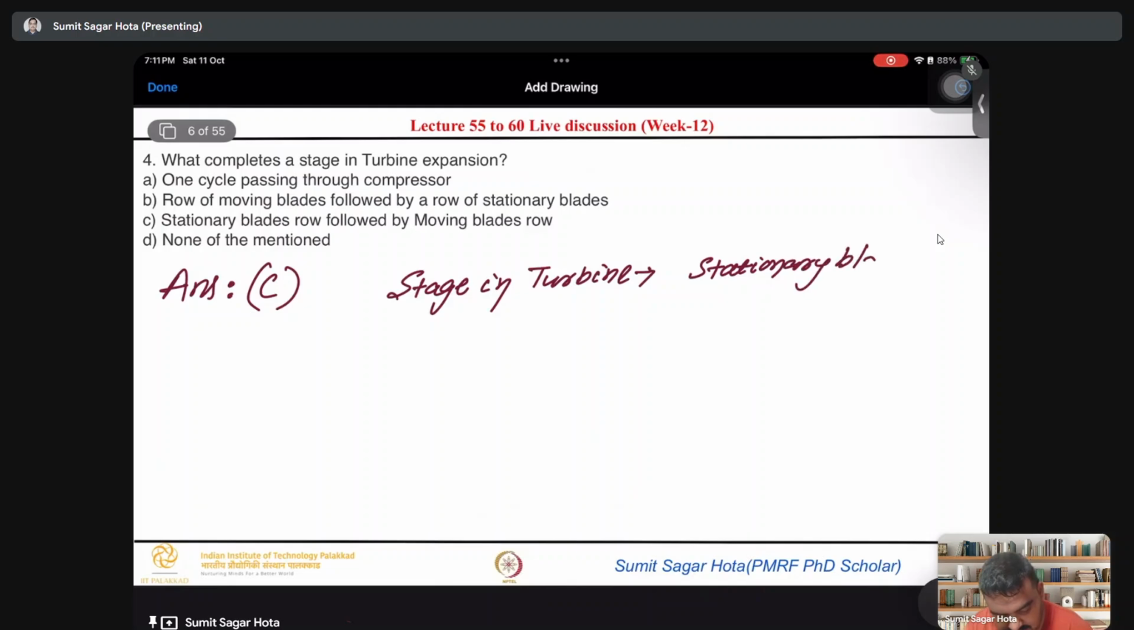Stationary blades followed by moving blades.